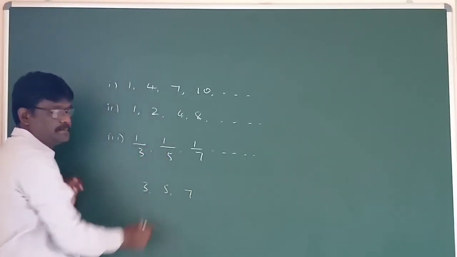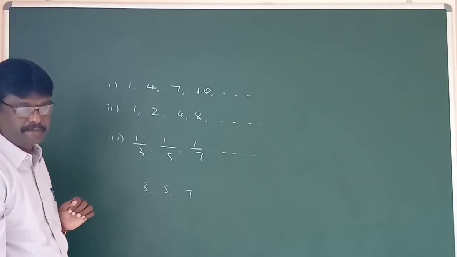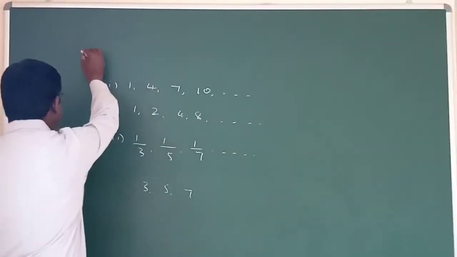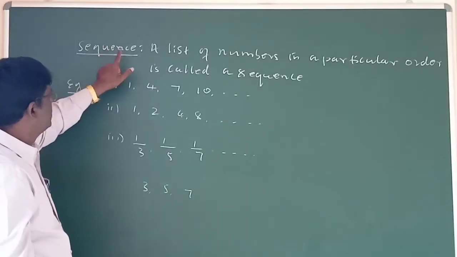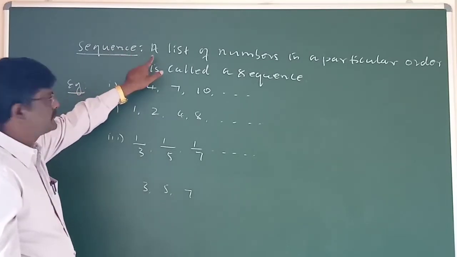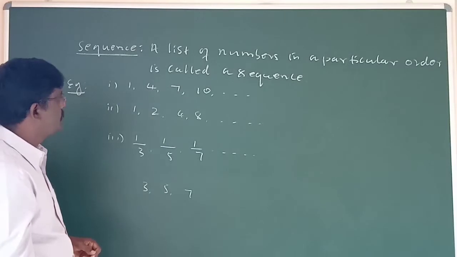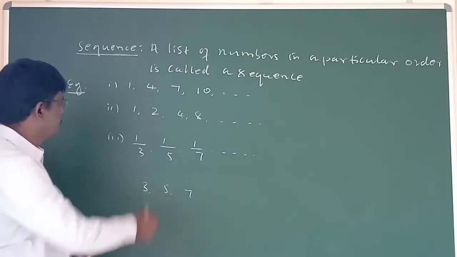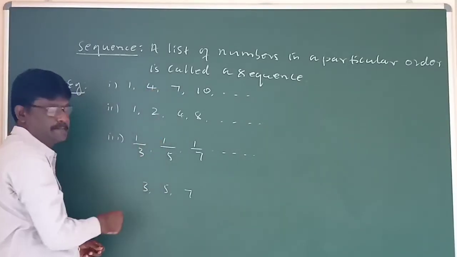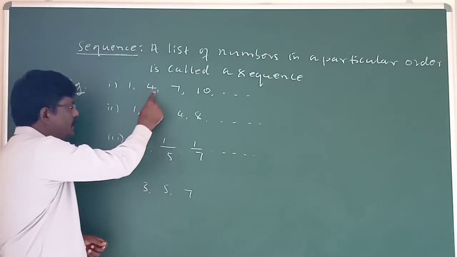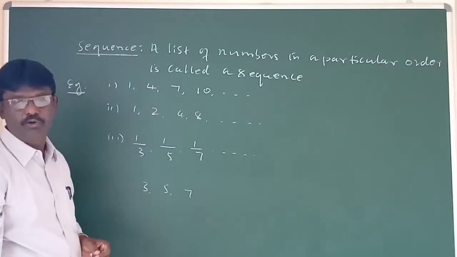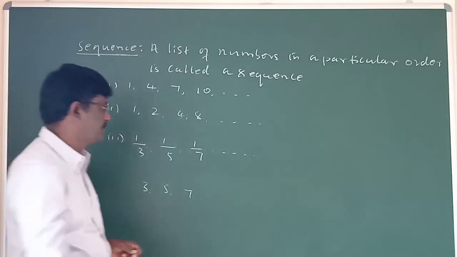Such a list of numbers we say what? Sequence. Hence, a list of numbers in a particular order is called a sequence. So these are the best examples, children. Now these numbers are also known as what? The terms of a sequence.